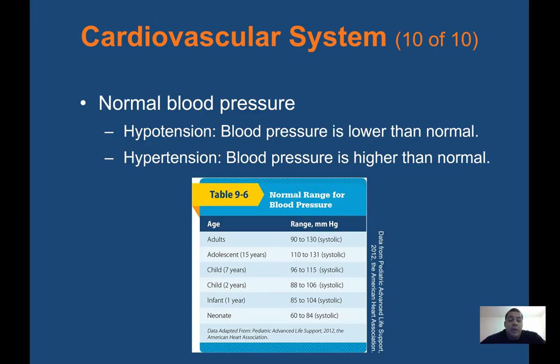Normal blood pressure. Hypotension: blood pressure is lower than normal. Hypertension: blood pressure is higher than normal. So remember, systolic is going to be the first number, and diastolic is going to be the second one. So these are your normal ranges for blood pressure for adults all the way down to neonates. So remember, neonates, the smaller the kid, the lower the blood pressure is going to be, but the higher the respiratory rate and the higher the heart rate.